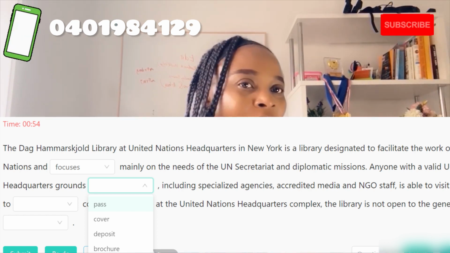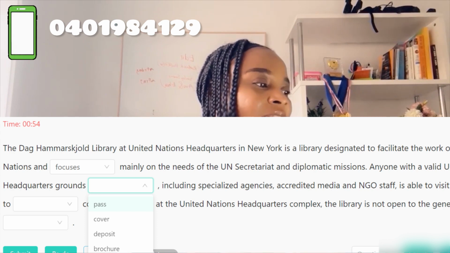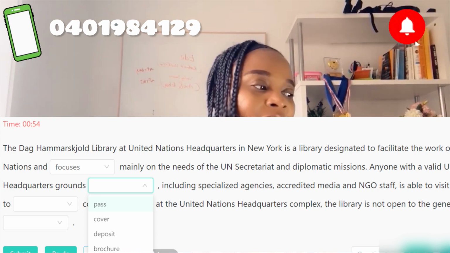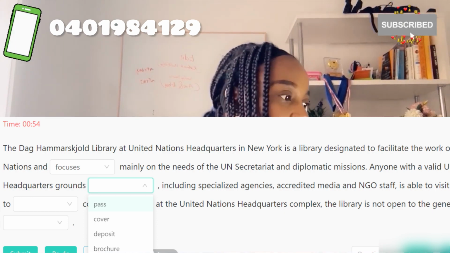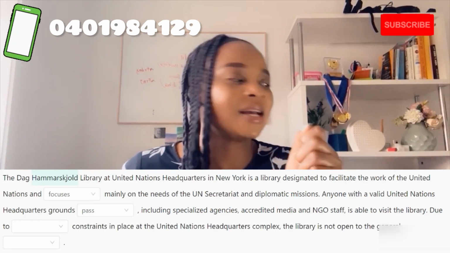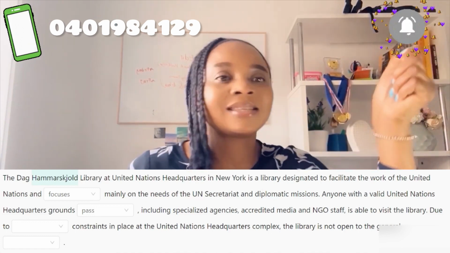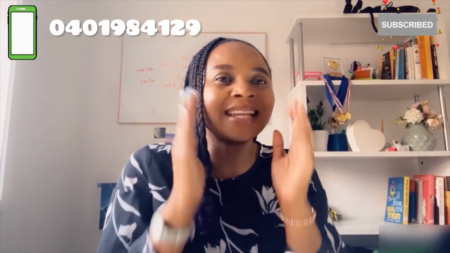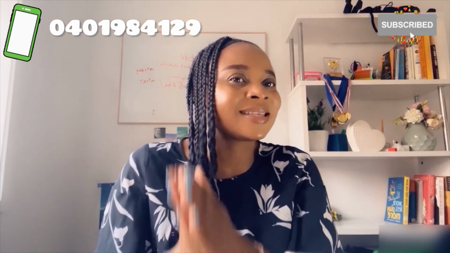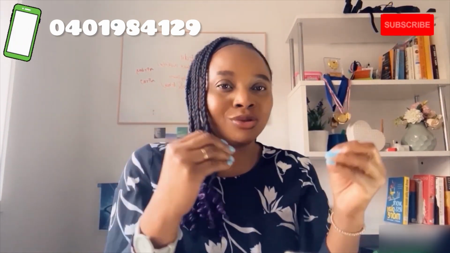Of course, you know, the context a word is used, it cannot be cover. If you have a United Nations cover, no. It can't be deposit, neither would it be brochure. So the best bet there will be pass. That is, if you have a pass, then you should be able to have access to visit the library, okay? So this is the context in which a word is used. These are the things that should guide you so you know exactly the particular option to choose for this particular question, if that makes sense.